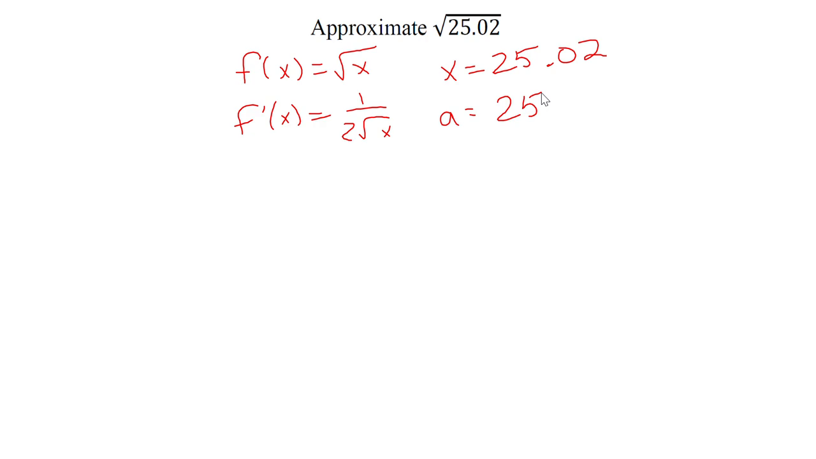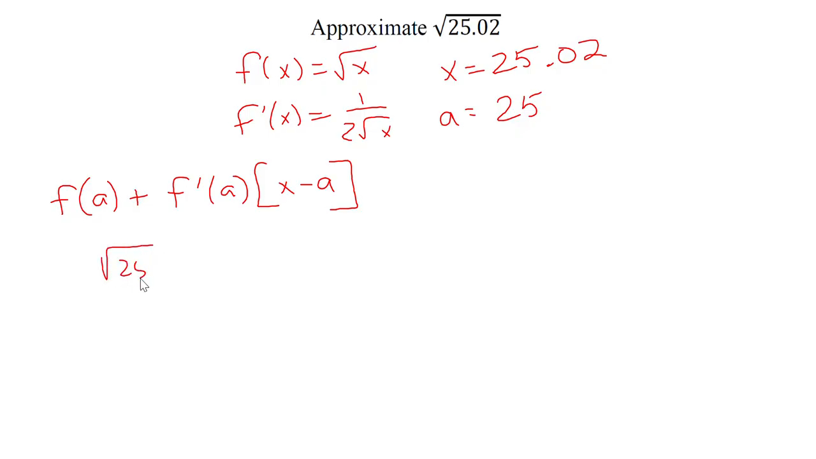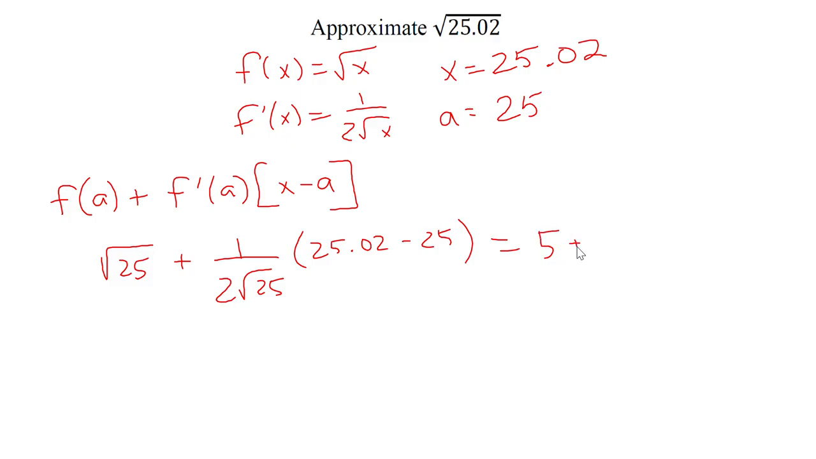So again, the formula for linearization, the linear approximation, should be f of a plus f prime of a times x minus a, just like from the last homework assignment. So we'll start off with root 25 plus 1 over 2 root 25 times 25.02 minus 25, which just gives us 5 plus 0.02 over 2 times root 25, or 0.02 over 10.